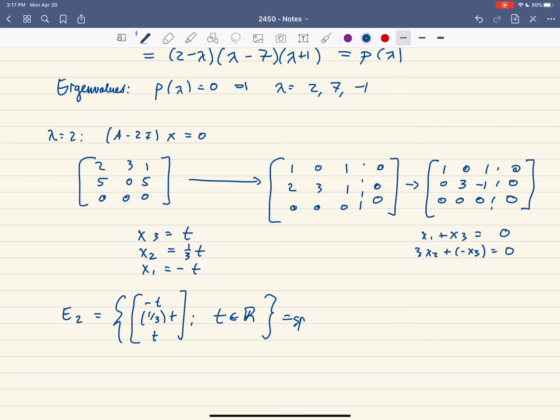And that's the span of the vector negative 1, 1/3, 1. And if I want, I can multiply that vector negative 1, 1/3, 1 by negative 3, and those two vectors will have the same span. So if I multiply by negative 3, we would get positive 3, negative 1, negative 3.